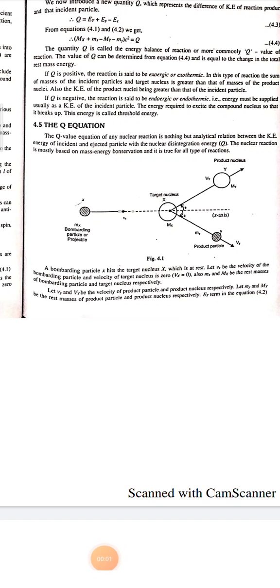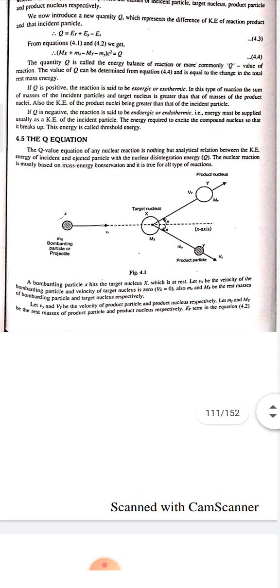Next part of Paper 2 of Unit 2. The key value of the Q equation of any nuclear reaction is nothing but an analytical relation between the kinetic energy of the incident and the ejected particle with the nuclear disintegration energy. The nuclear reaction is mostly based on mass-energy conservation, and it is true for all types of reactions.